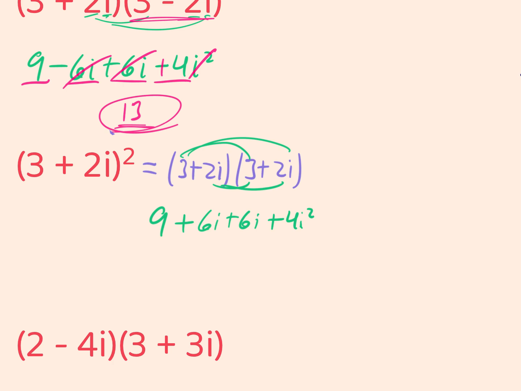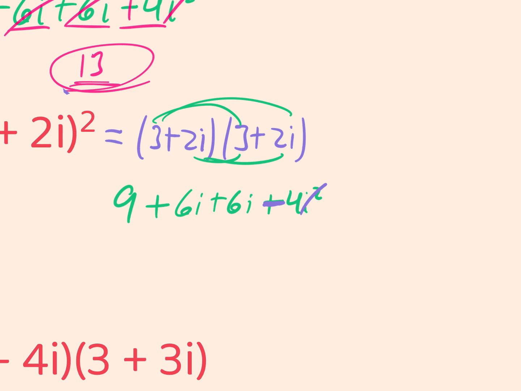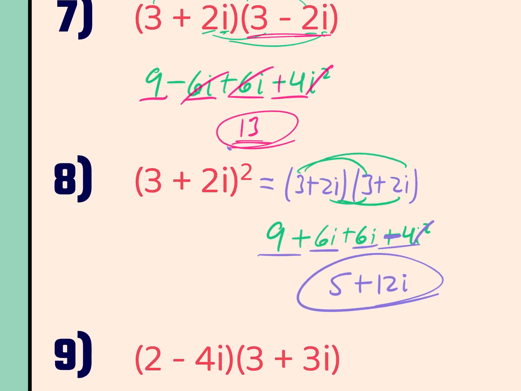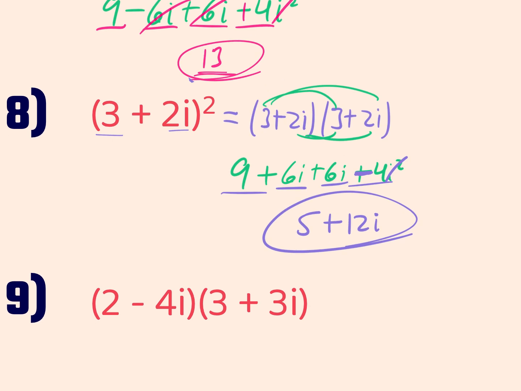All right, and now again, when we see an i squared, cross it out, replace the sign in front with its opposite. All right, so now we have real numbers 9 and 4, or 9 and negative 4. 9 minus 4 is going to get us a 5. And then we have imaginary numbers 6i and 6i. So when we add those together, we get 12i. So our answer here is 5 plus 12i. All right. So again, this is clearly different from if we were to just distribute the square to 3 and 2i. Do not get tempted to do that. I can't stress that enough.